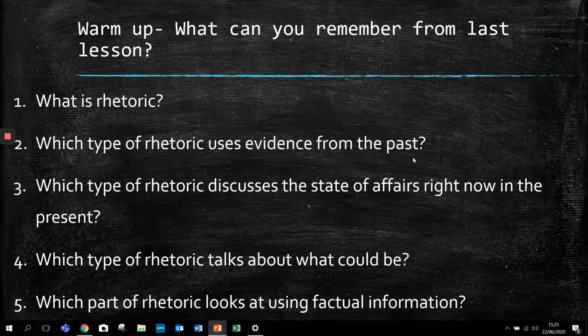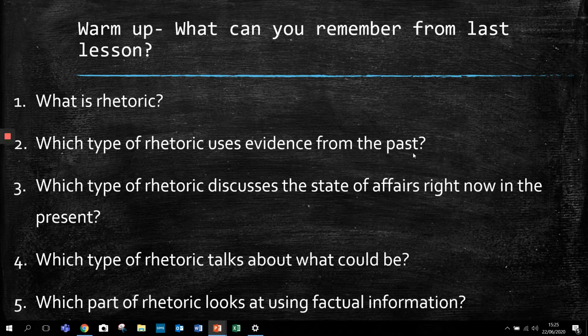Our starter. What can you remember from last lesson? So there are 5 questions on the board, and I would like you to pause the video now and answer. They are: what is rhetoric? What type of rhetoric uses evidence from the past? Which rhetoric discusses the state of affairs right now in the present? And which type of rhetoric talks about what could be in the future? And the final one, which part of rhetoric looks at using factual information? Okay, so pause the video and answer questions.